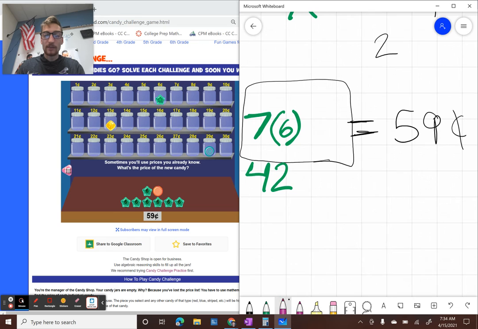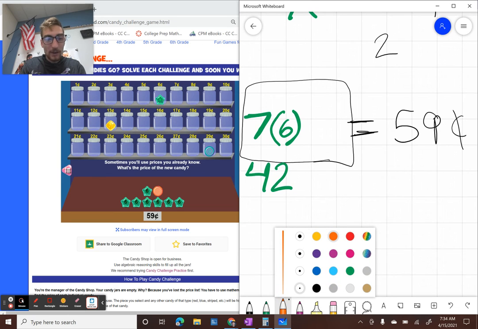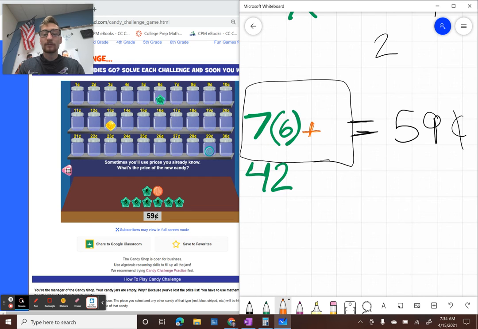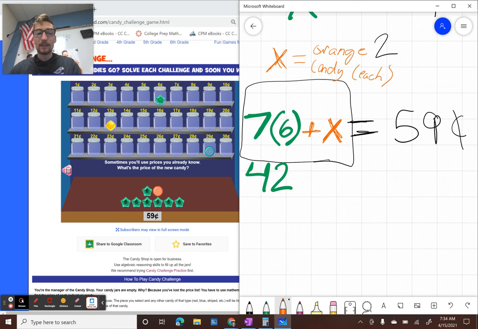But I still need to fill in what comes next to the 7 times 6. And that's going to be the cost of our missing orange candy. All right, do you see how we're trying to find the cost of that orange candy there? And so I need to add X, which again is going to represent the cost of the orange candy for each of them. So here we go, plus X. And notice it's just 1X because there's only one piece of candy that's listed on my screen. So here we go, 42 plus X equals 59 cents.